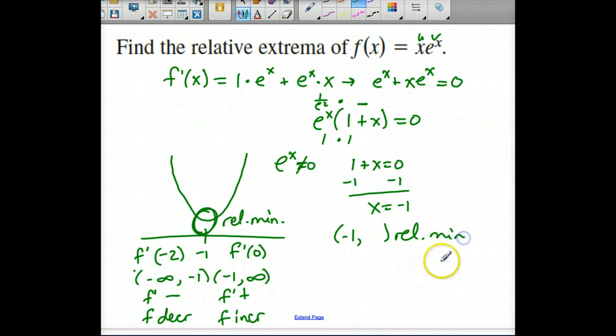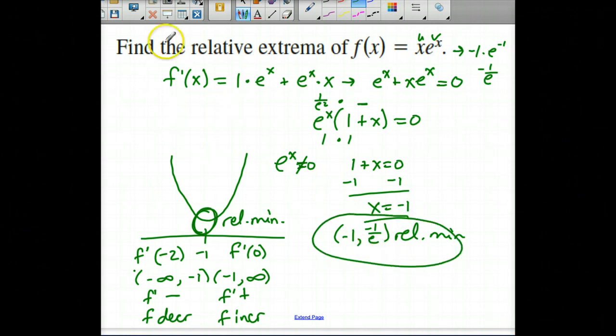And then we've got to find the y value. To find a y value, you plug that x into the original function. So that's going to be negative 1 times e to the negative 1, which is negative 1 over e. So that's our relative minimum.